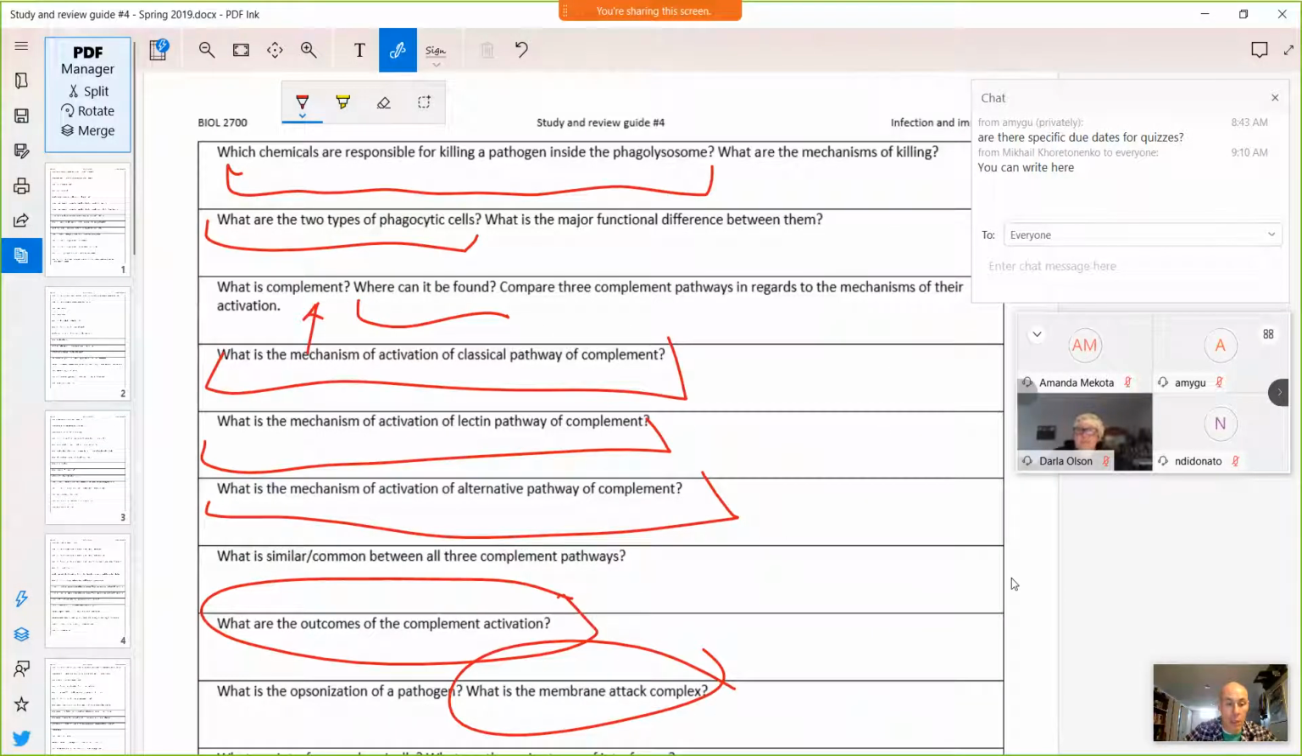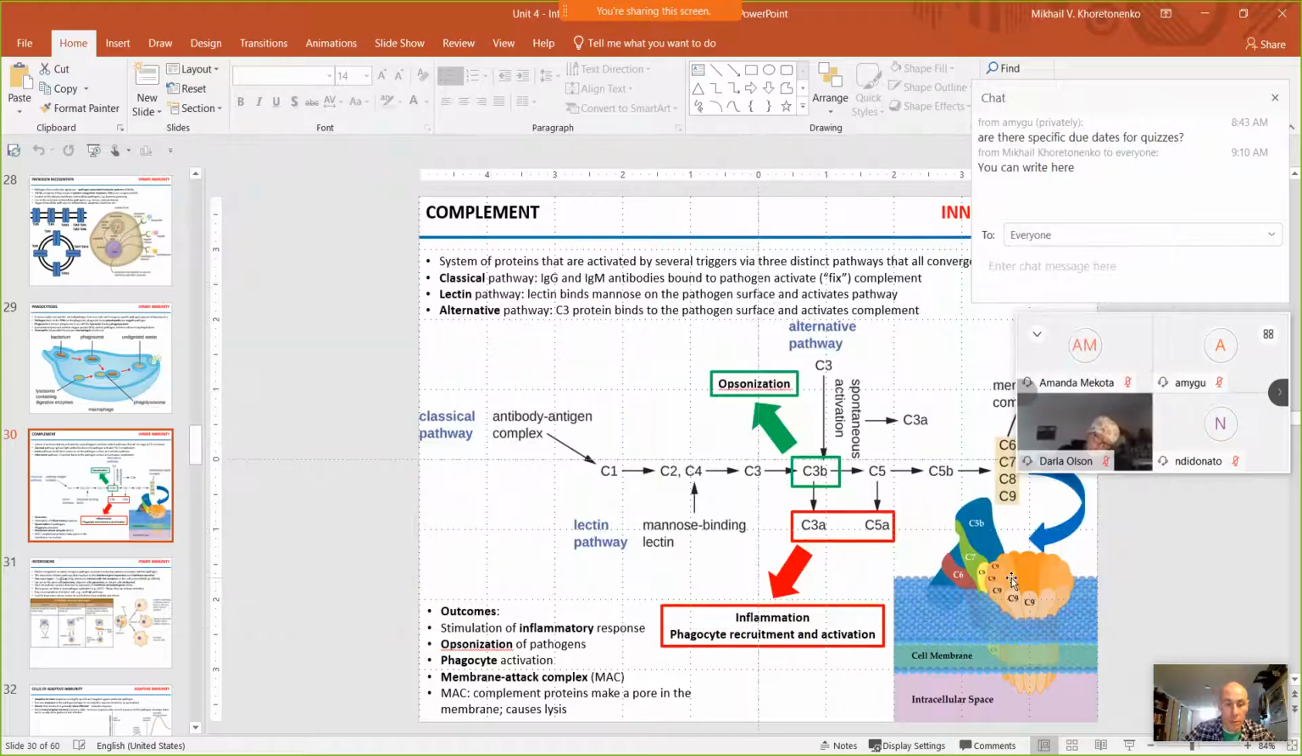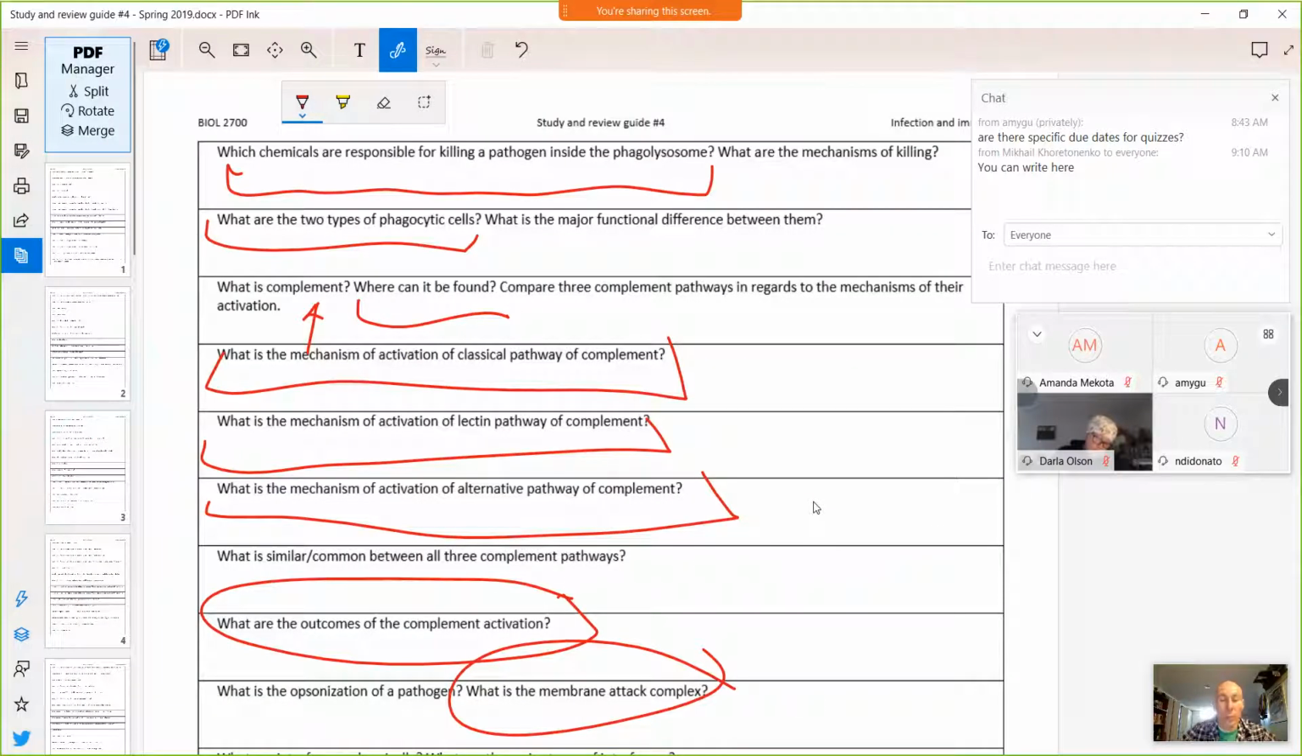And now opsonization. I had some questions about it. So what is opsonization? Proteins of complement, C3a, for instance, can cause opsonization. They can stick to the surface of the pathogen, stimulating phagocytosis. I hope that makes sense.